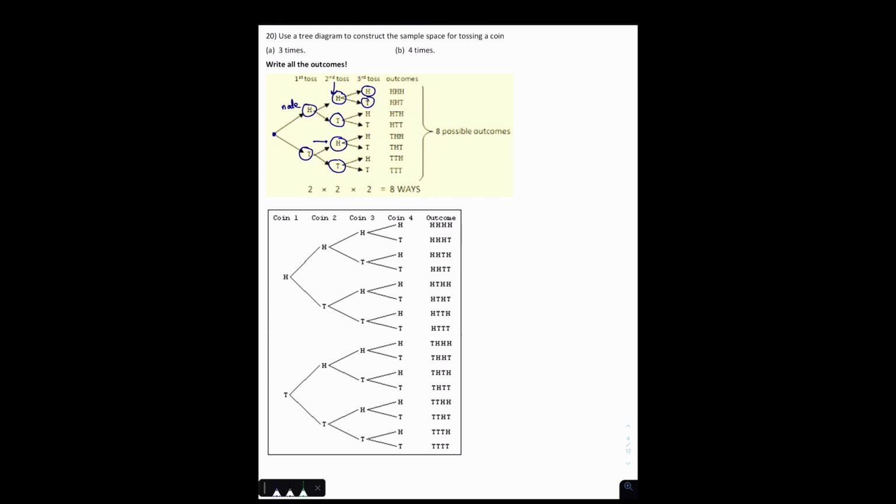If I say 4 tosses, you go 1, you go 2, you go 3, and then you go 1 more out, so you go to the 4th toss.